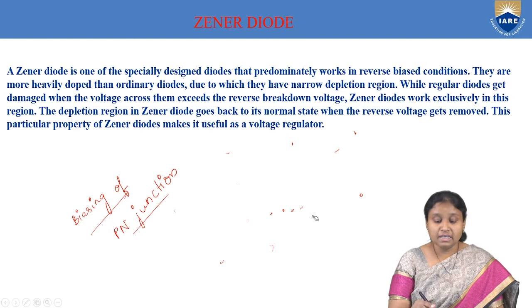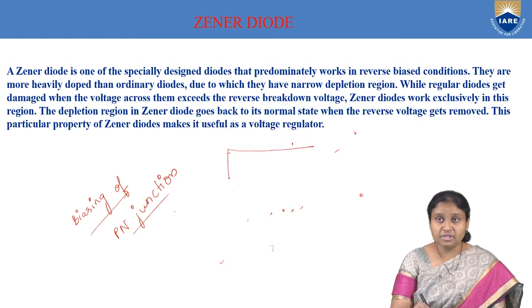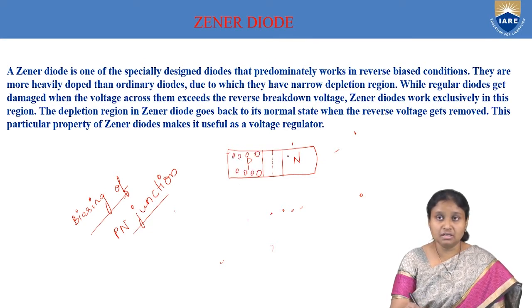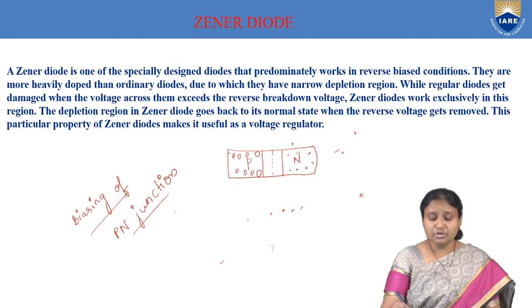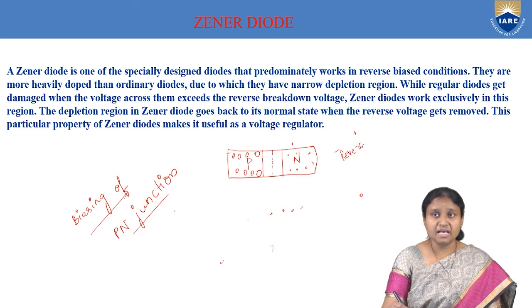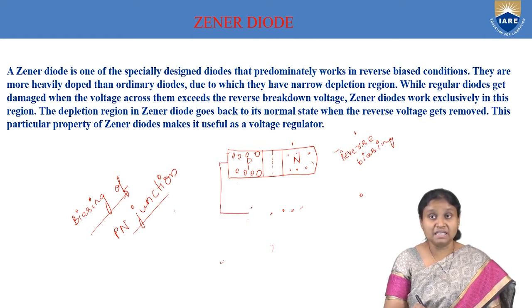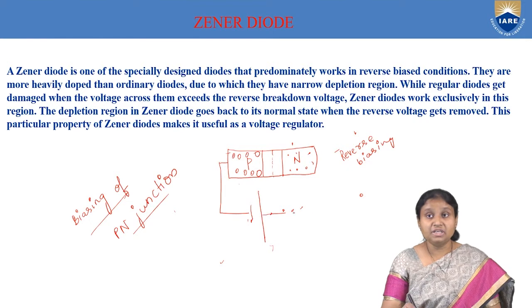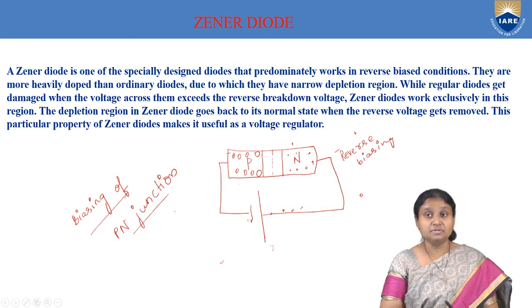Again, coming back to this PN junction where we have P type and N type. This is our P type, and of course here we have our depletion layer, which consists of immobile charge carriers. These are our holes, and these are our electrons. When we talk about reverse biasing, once we reverse bias a PN junction, the P type of the PN junction is connected to the negative terminal of the battery, and the N type of the PN junction is connected to the positive terminal of the battery.